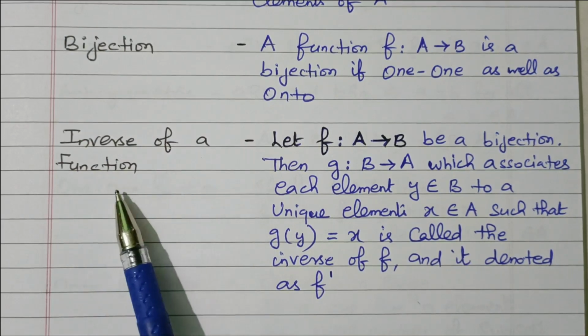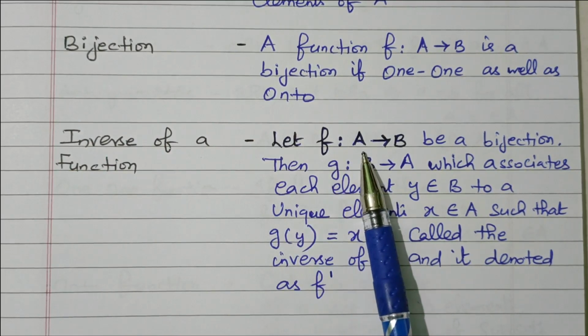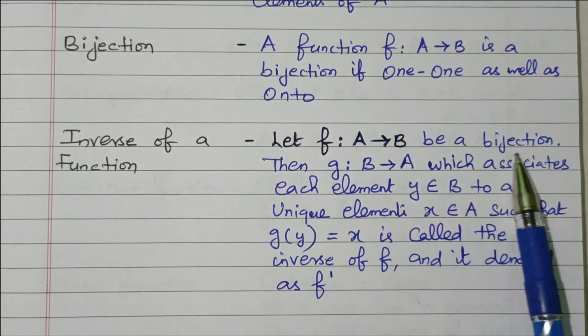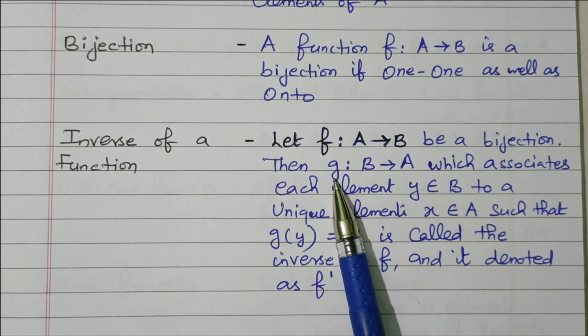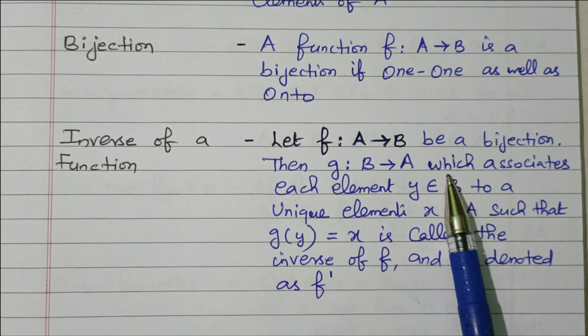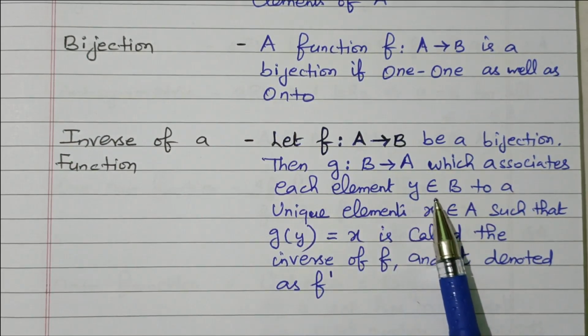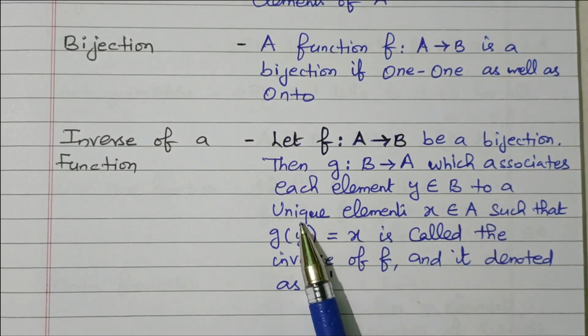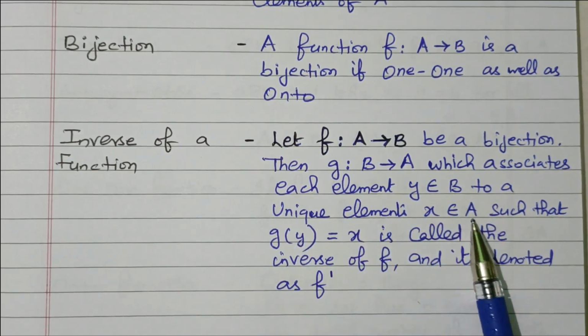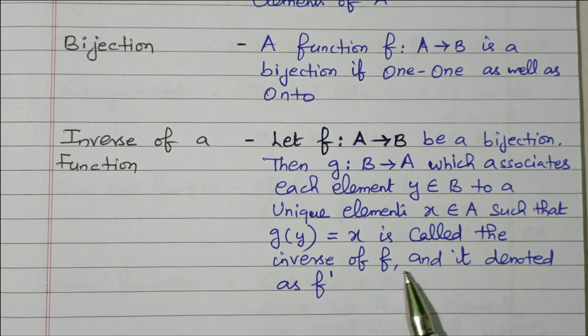Then inverse of a function. Let the function f such that A relates to B be a bijection. Then a function g such that B relates to A, which associates each element y in B to a unique element x in A such that g of y equals x, is called the inverse of function f, and it is denoted by f dash, right?